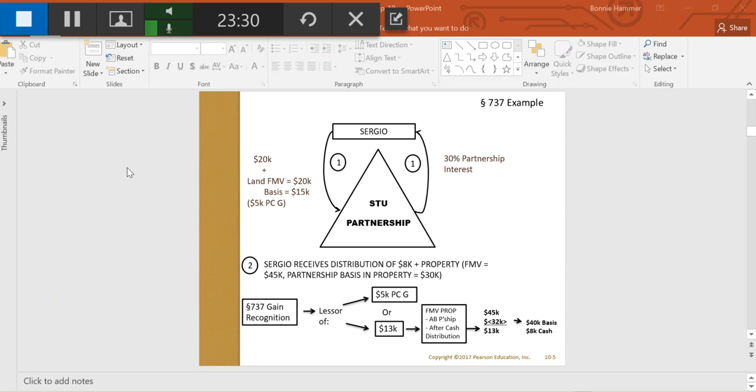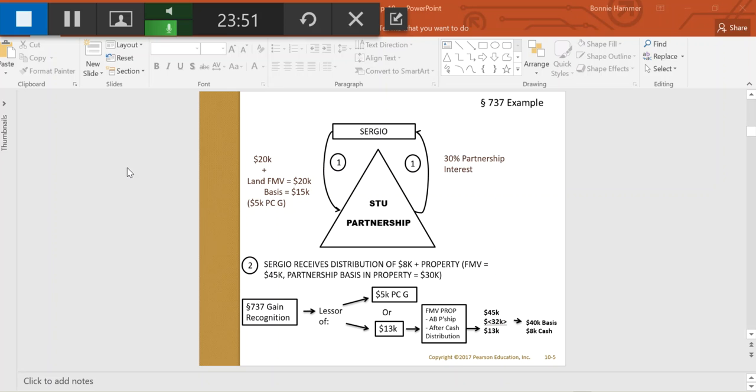Now, when you look at the basis of the PC partner's interest in the partnership, you want to look at it after any cash that was distributed to that partner on that same day that the other property was distributed to him, which is triggering this 737 gain.